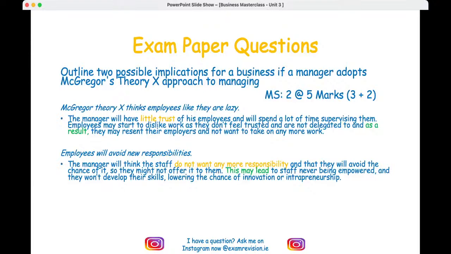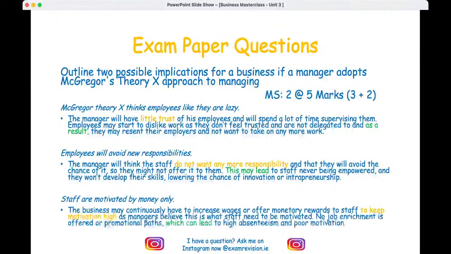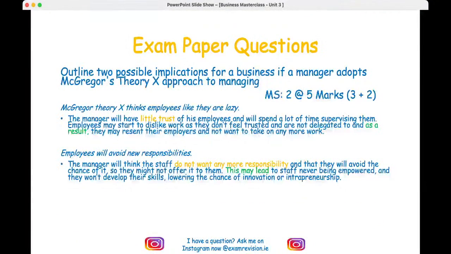This may lead to staff never being empowered, and they won't develop any new skills, and then it'll lower the chance of innovation and or entrepreneurship within the business. And that would be enough here. Okay, so that would be your 10 marks. I'm just going to give you another example that you could have.